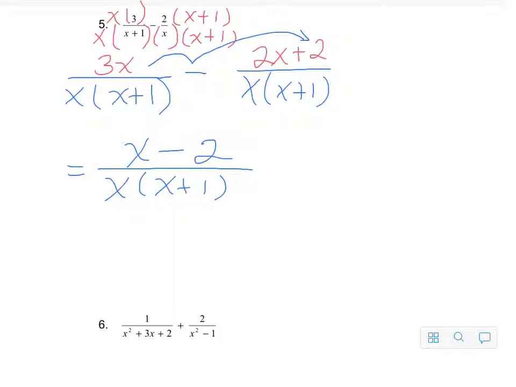And x times x plus 1 is already reduced. I don't have anything in common. So basically, that's my answer. All right, let's do one more.